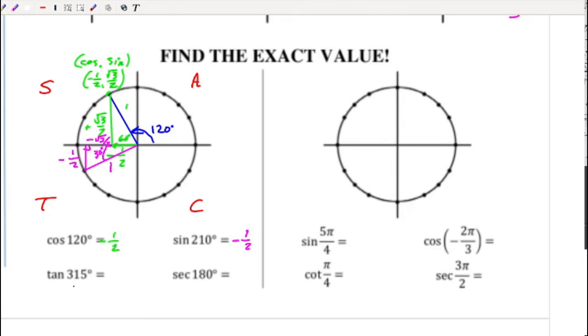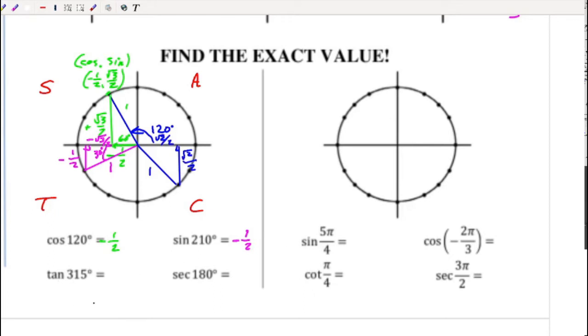Now, tan of 315 degrees. Pretty much every single time you get a 5, and we're talking special angles, it's going to be one of those 45-degree angles. So 315 is going to end me up in this extra quadrant 4 over here. Drop in your perpendicular, and you're at root 2 over 2 and root 2 over 2. They got to be the same, and 1 on the hypotenuse.